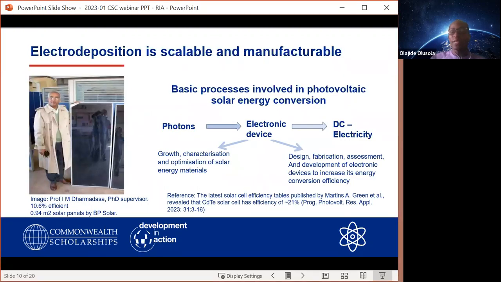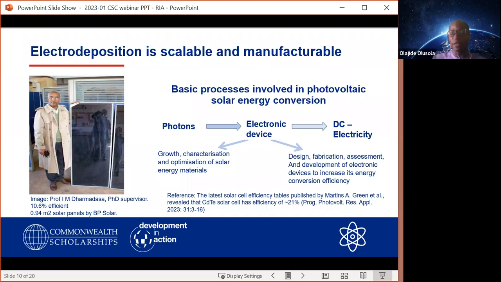Yeah, this electrodeposition technique has a lot of advantages. One of the advantages is that it is scalable, it is also manufacturable. And this was proven by BP Solar, when they first manufactured cadmium telluride-based solar panels using the electrodeposition technique. As you can see in that image, that is my supervisor, Professor I.M. Dharmadasa, when he was still working with BP Solar.